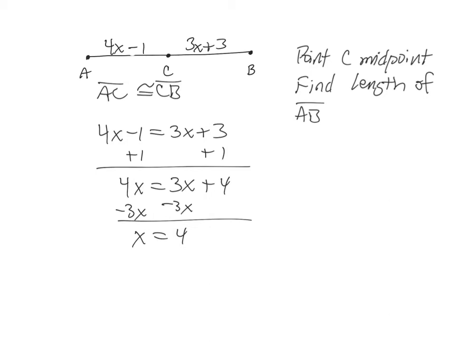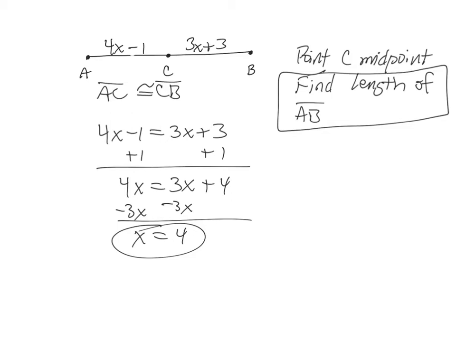And the most common mistake on a problem like this, oh, x equals 4, I'm done. No, you're not. Go back and read what it said. Find the length of AB. It didn't say solve for x. It wants to know how far is it from A to B. So I got to plug it in.